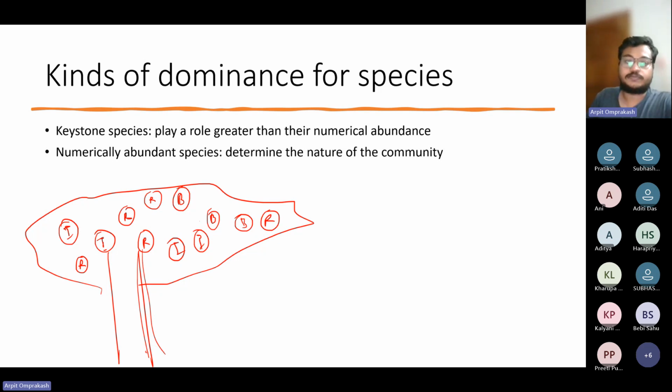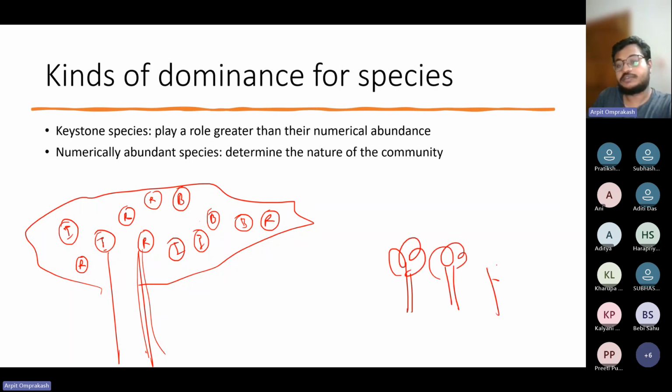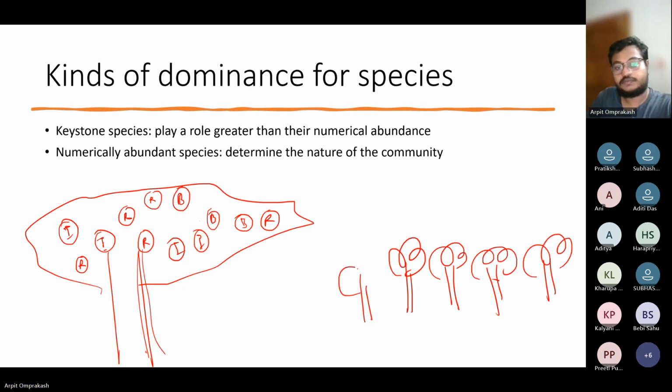The other thing is numerically abundant species are also known as dominant species, because if a species is present in very large numbers, it generally determines the nature of the community. So, for example, in a sal forest, a sal tree is the most dominant species because it is present in the most number.